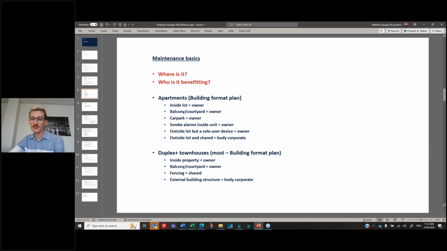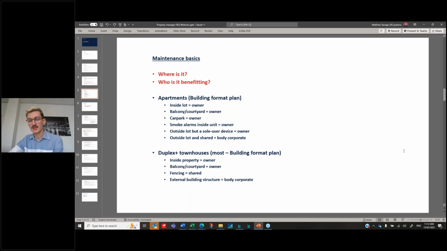And if a possum got into the roof and passed away, it usually would have got in through the roof or through a vent or something on the common property area. So that would usually be the body corporate's responsibility to address. If a body corporate failure, so a roof leak or a possum in the ceiling, has caused consequential damage to a unit, the body corporate is also generally responsible for that consequential damage as well.